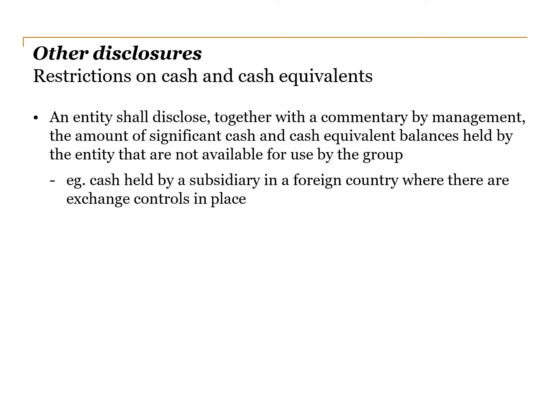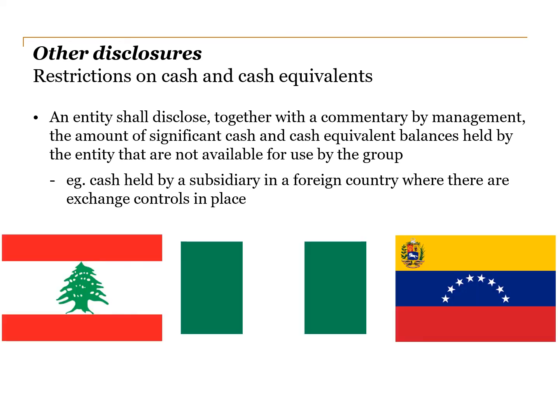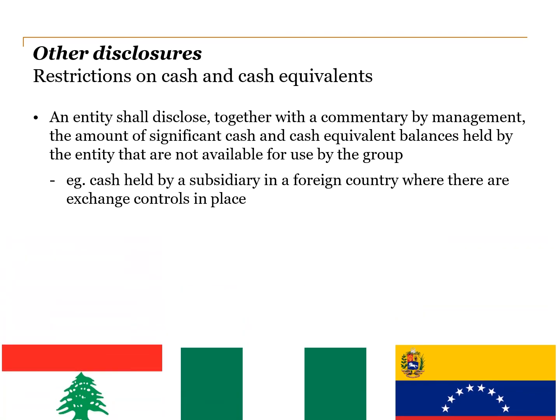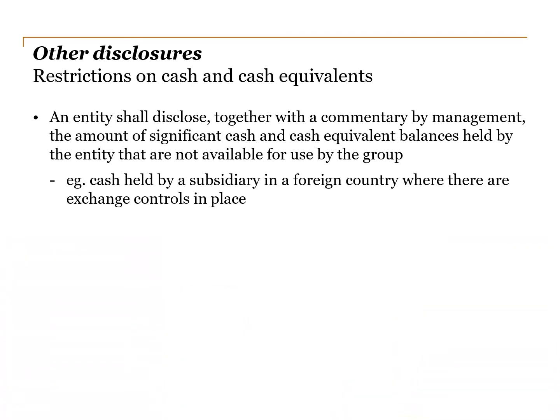IAS 7 requires the disclosure of cash and cash equivalents that are restricted. For example, if a group owns a company in Venezuela, which is accounted as a subsidiary, Venezuela has put in place a capital control in which the subsidiary cannot transfer its cash to its parent company. Accordingly, its cash on consolidation cannot be used by the group, and this fact should be disclosed in the financial statement of the group.